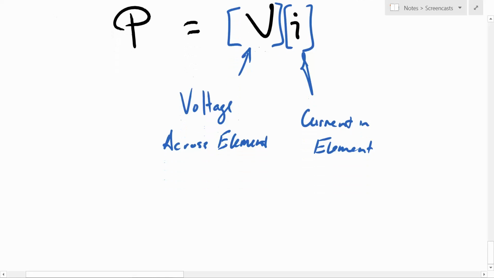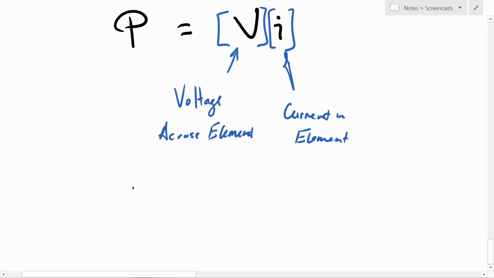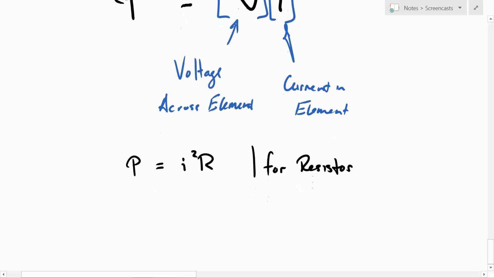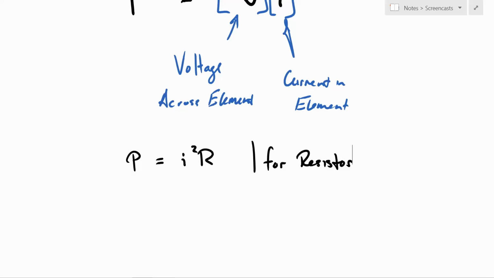Now, specifically for the case of a resistor, from Ohm's law we know that V is equal to IR. So we can say that for a resistor, power is equal to I squared R. Alternatively, we could say that I is equal to V over R. So this could also be V squared over R. Also for a resistor.